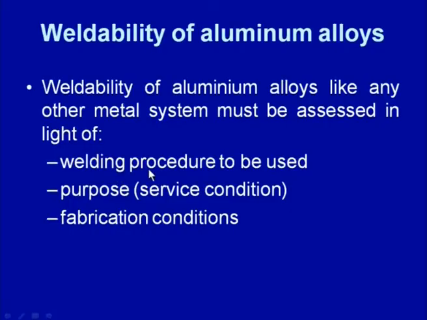So, if you want to assess the weldability of aluminum along the same lines as the weldability of any metal system, we need to see what kind of weld joint can be made when it is welded using a given process, using a given set of procedures for a given purpose of fabrication, and in a given set of fabrication conditions. So, we know that if steel is welded using the SMAW process, we can get a reasonably good quality weld, but when SMAW is used for aluminum welding, we find a very poor quality weld joint.